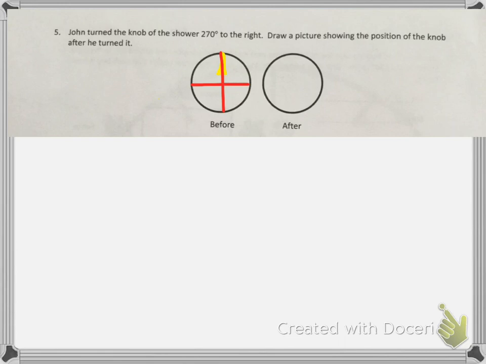Well, I'm going to split this into 4s because I know 90 will help me. All right, so if I go this far, I've gone 90 degrees. If I go this far, I've gone another 90. Is 2 90s 270? No. Is 3 90s 270? 3 times 90. Yes, that equals 270. So now I'm going to draw a picture. His knob is right here. So on the after, I'm going to draw the knob. Okay? 270 degrees around would put the knob right there.